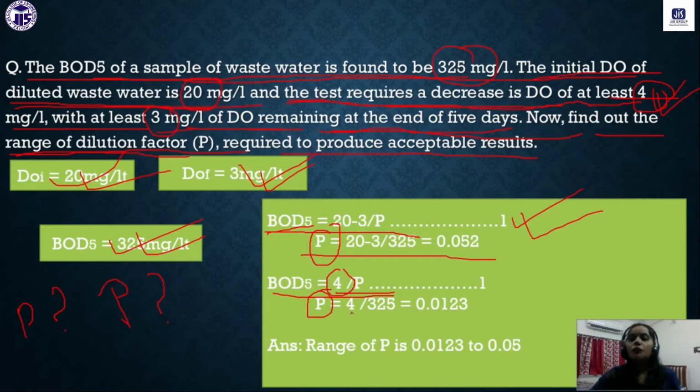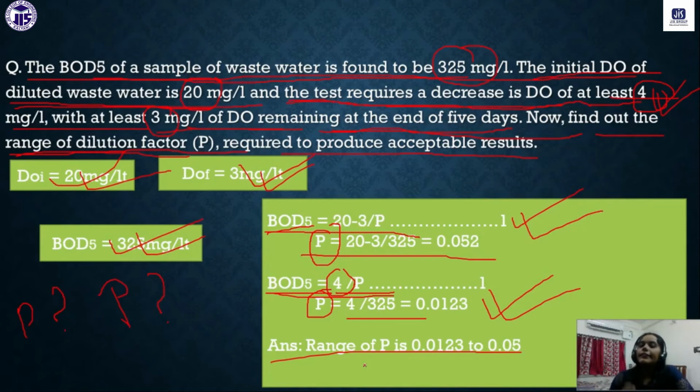Now P equals 4 by 325. Already the BOD5 value is given. So here also, from this equation 2, we can get another value of the dilution factor. Now we can get the total answer, that is the range of P is 0.01232 to 0.05. Understand? Yes, this is the range of the P.